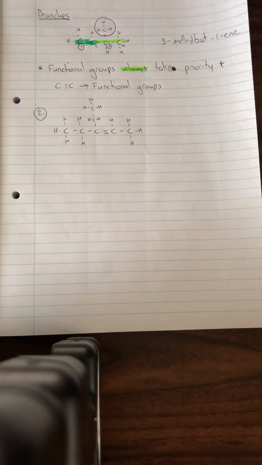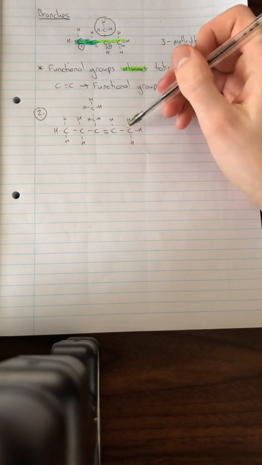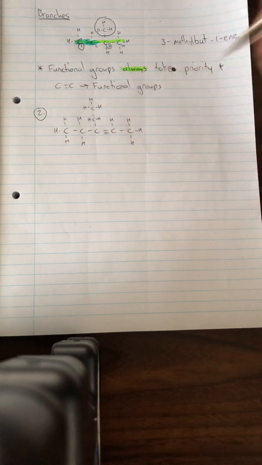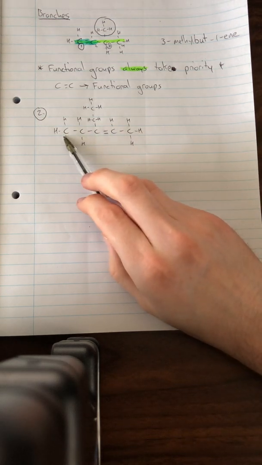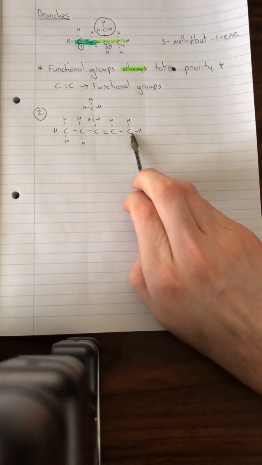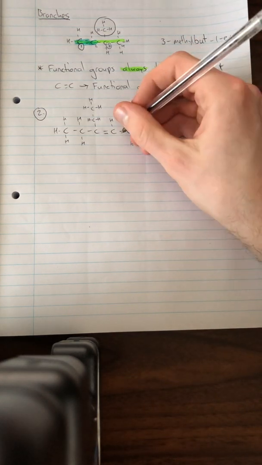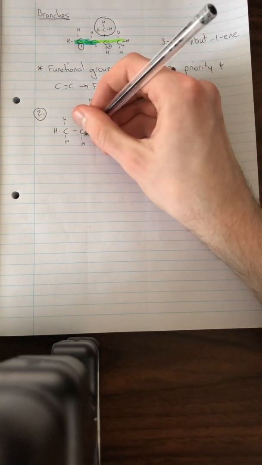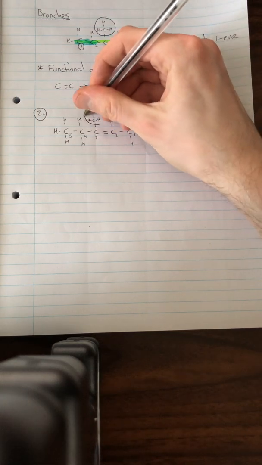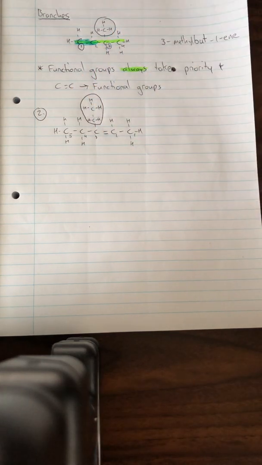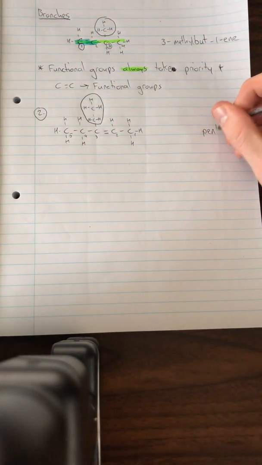Okay, now let's find our longest chain. So 1, 2, 3, 4, 5. 1, 2, 3, 4, 5. Our longest chain is 5. So do we start from here or do we start from there? We start from here because it's closest to the carbon-to-carbon double bond. So we make that carbon 1, 2, 3, 4, 5. And then we can circle our branch.